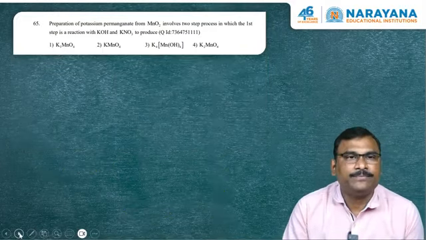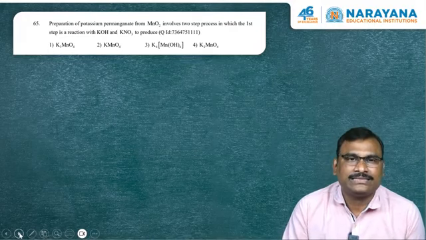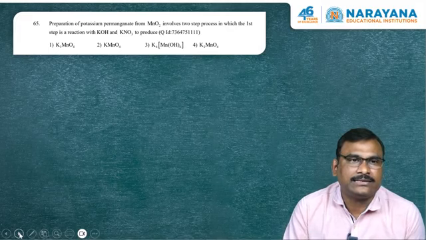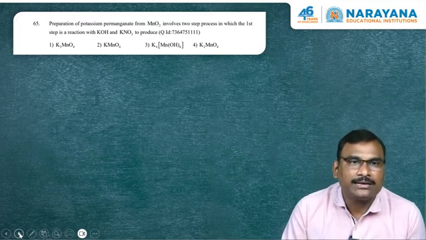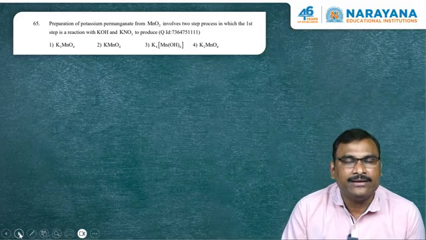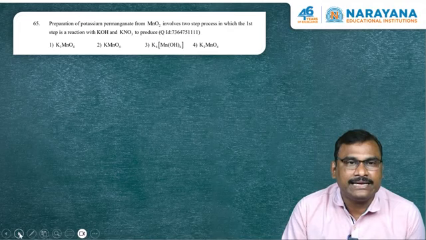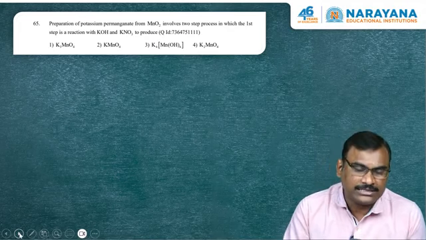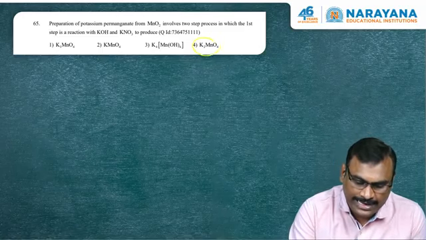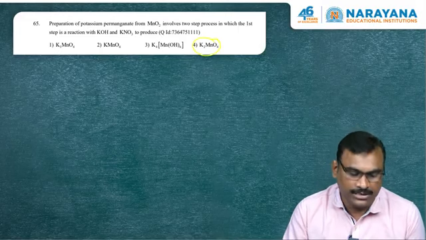Preparation of potassium permanganate from MnO2 involves a two-step process in which the first step is the reaction with KOH or KNO3. Pyrolusite or MnO2 on alkali fusion in the presence of air first produces K2MnO4, potassium manganate. After that it gets oxidized into KMnO4 either by electrolysis or some other process. But here in step 1, production of K2MnO4 occurs. So option 4 is the correct one for the given question. Now go for the next question.